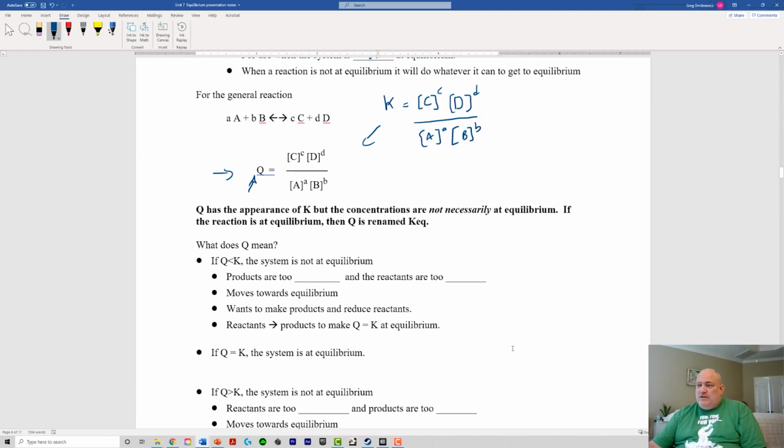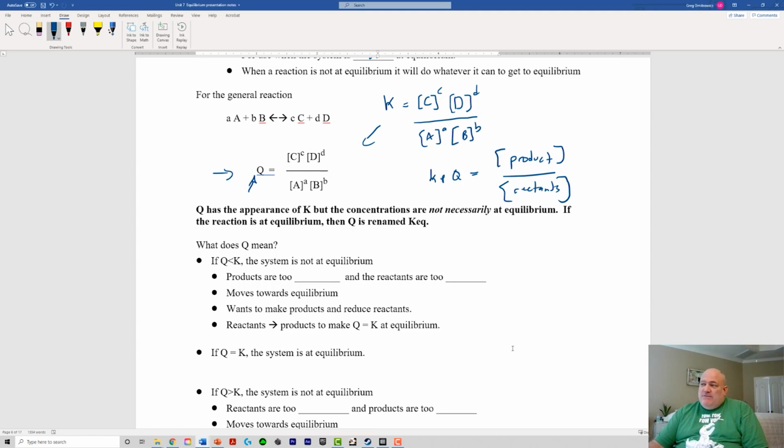But what I want to point out to you here is this. In both our Q and our K, aren't our products over our reactants? Now, why does that matter? I'm going to just write concentration of products over concentration of reactants for both K and Q. The reason I'm doing it this way, as opposed to putting C to the c, D to the d, is because it's easier to view this. But wouldn't you agree with me that our products are over our reactants? So in my equilibrium constant, my K value, whatever number they give me for my K, that's the ratio of my products over my reactants. Similarly, Q is the ratio of my products over my reactants.